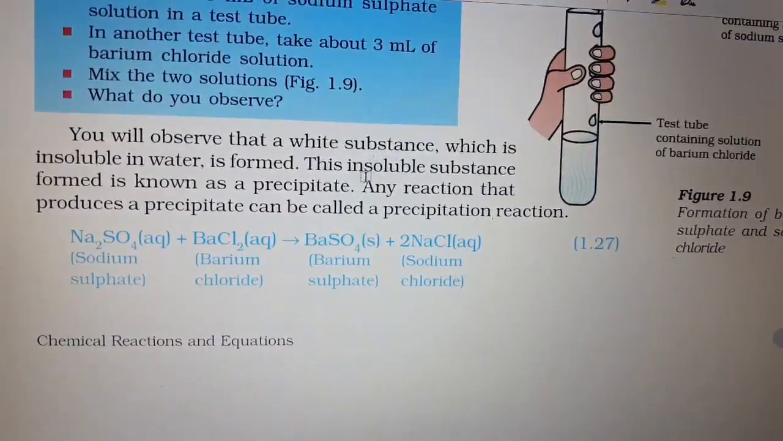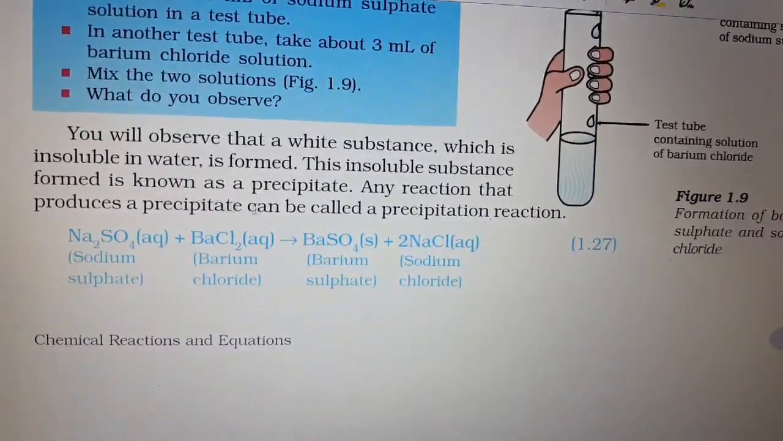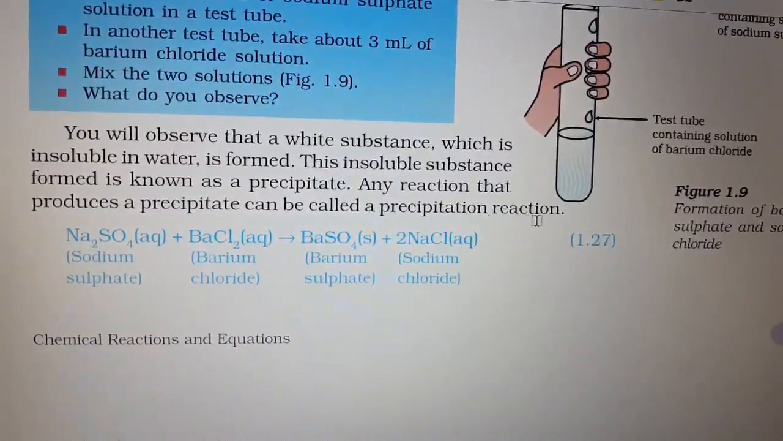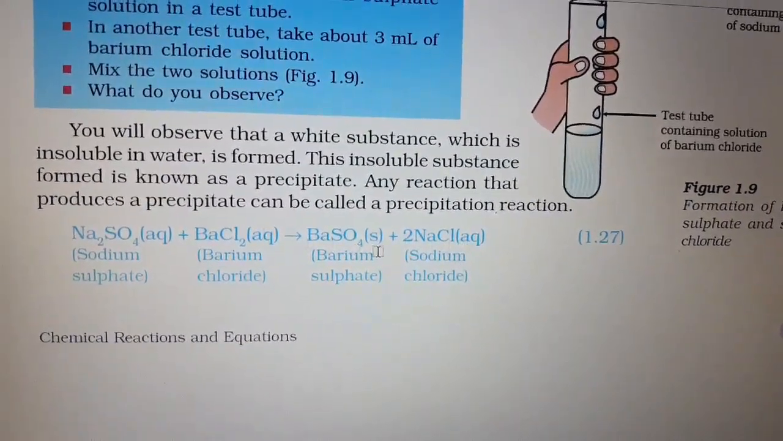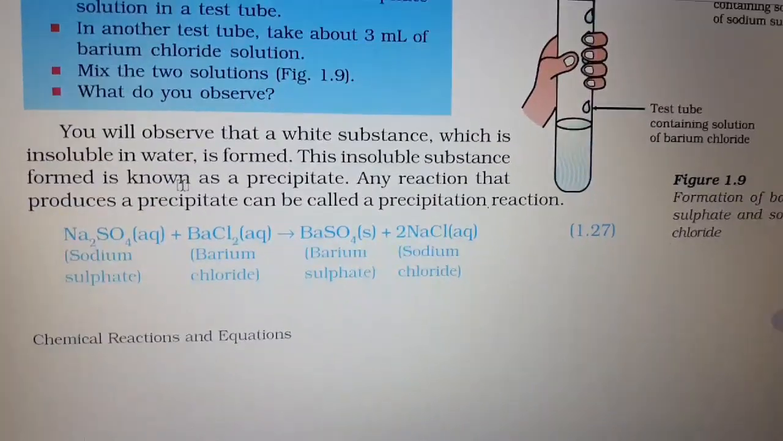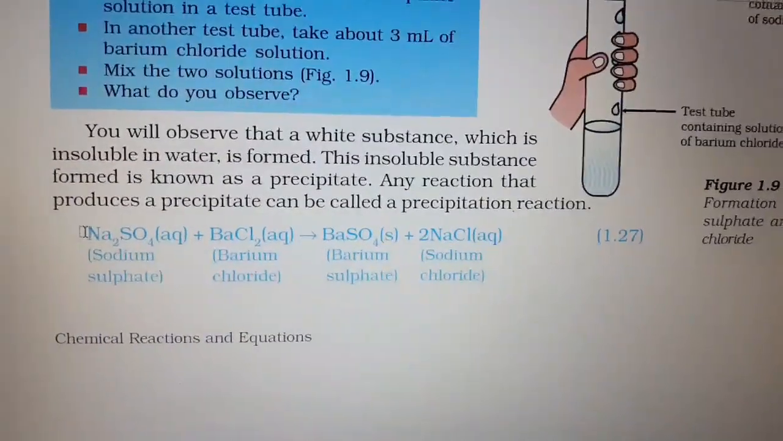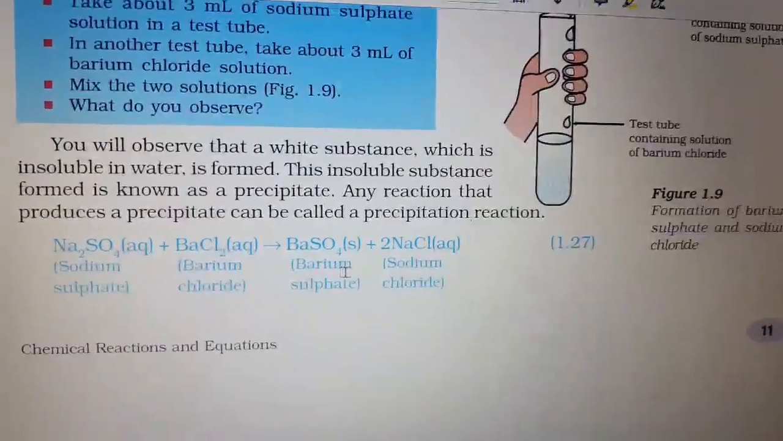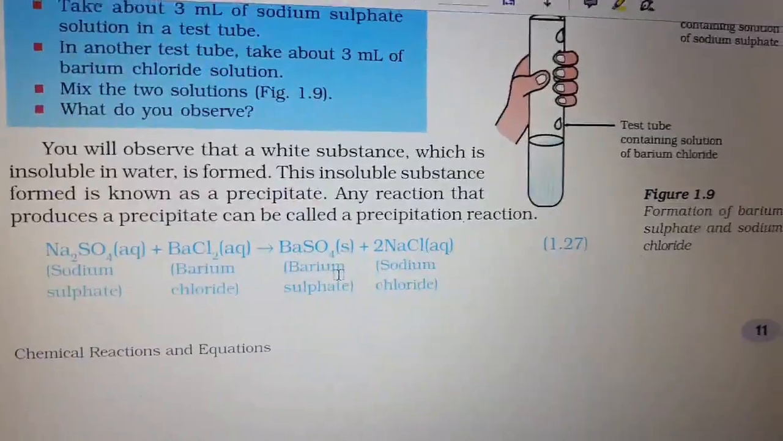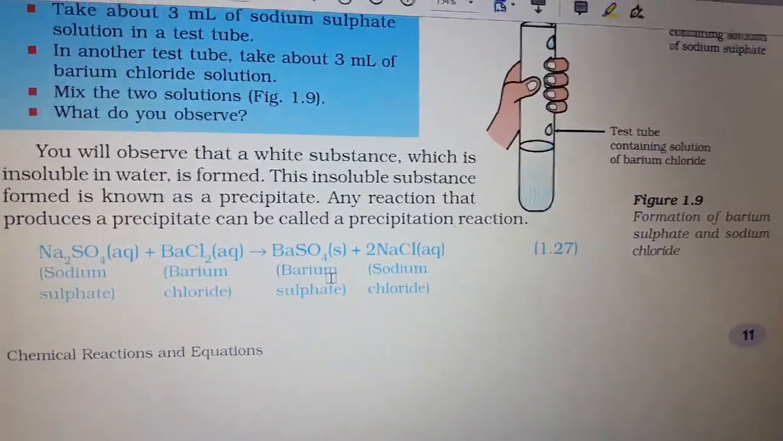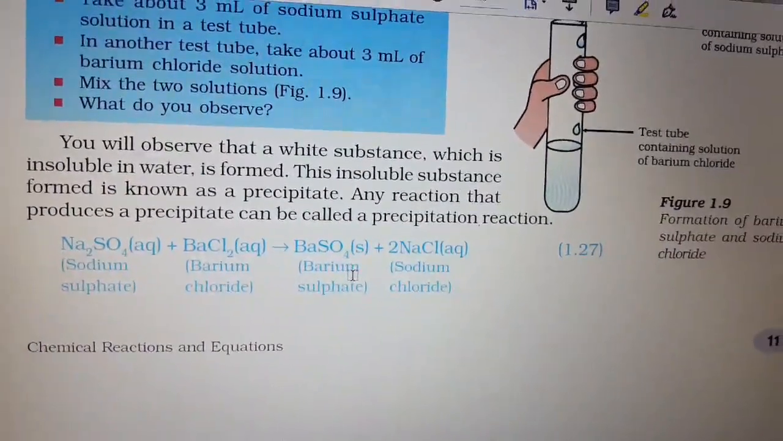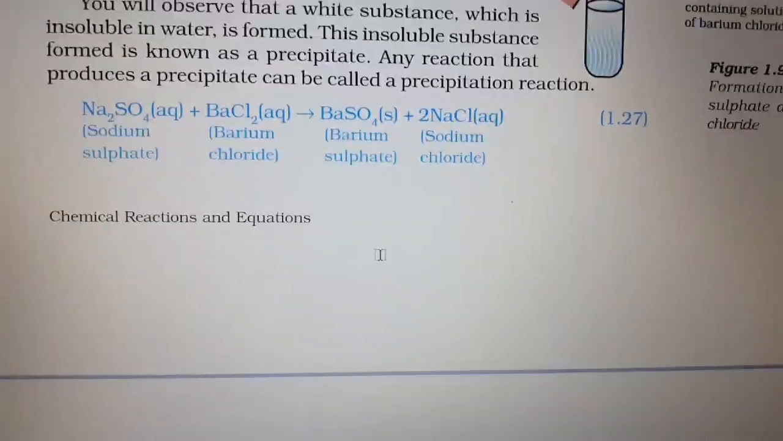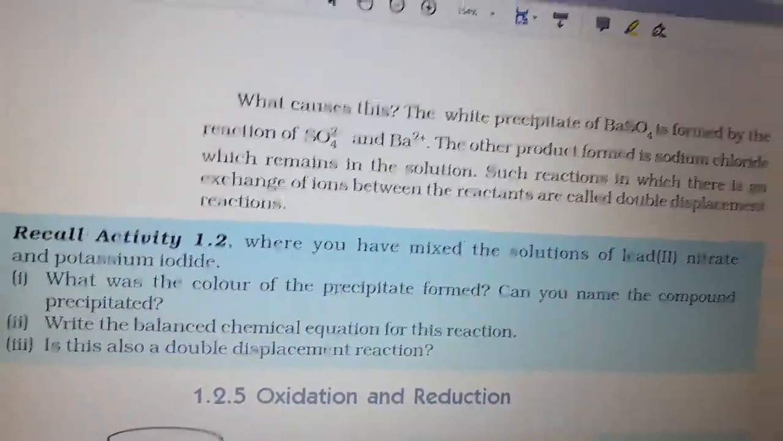Here one more line is given: any reaction that produces a precipitate can be called a precipitation reaction. So this reaction can be said to be an example of double displacement as well as precipitation. Once more I will repeat the definition of precipitate. Precipitate is nothing but the undissolved substances which are formed during a chemical reaction, and they will just settle down at the bottom.